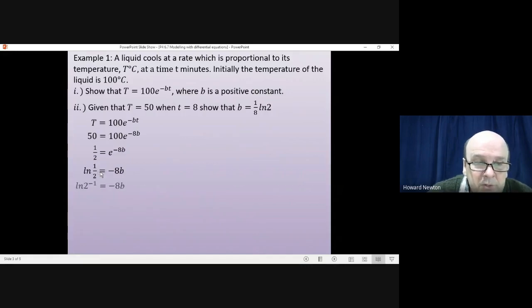We'll do a little bit of work with this half. The half is 2 to the power of minus 1. And then the log of 2 to the power of minus 1 is the same thing as minus 1 times log 2. And the reason why we've had to do all of that work is if you look at what they've asked us to show in the question, they've asked us to show that b is equal to 1/8 log 2. So we needed to rewrite this in terms of log 2. Now we can just write down the answer. Moving the minus 8 to the other side gives us b is equal to 1/8 log 2, which is what we were asked to show.